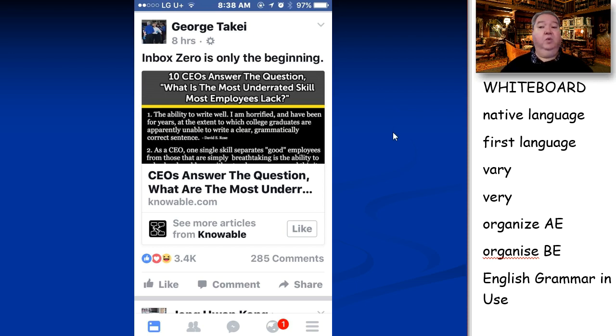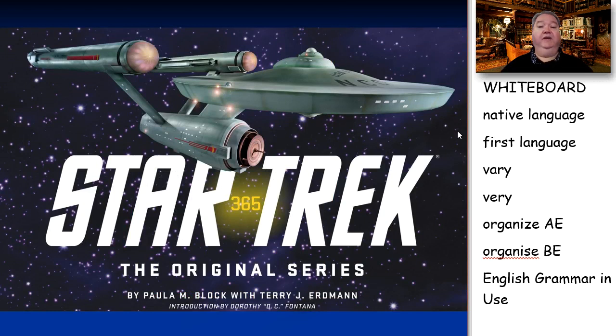George Takei was an actor in the original Star Trek series, the original television series, which started on television back around 1960. Maybe the late 50s, but at least during the 1960s and 70s, Star Trek was on TV. It was an original television series, a science fiction show.